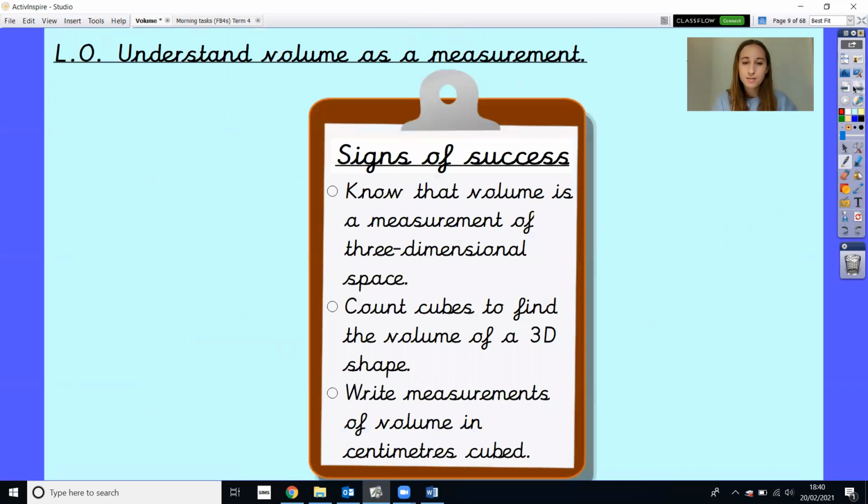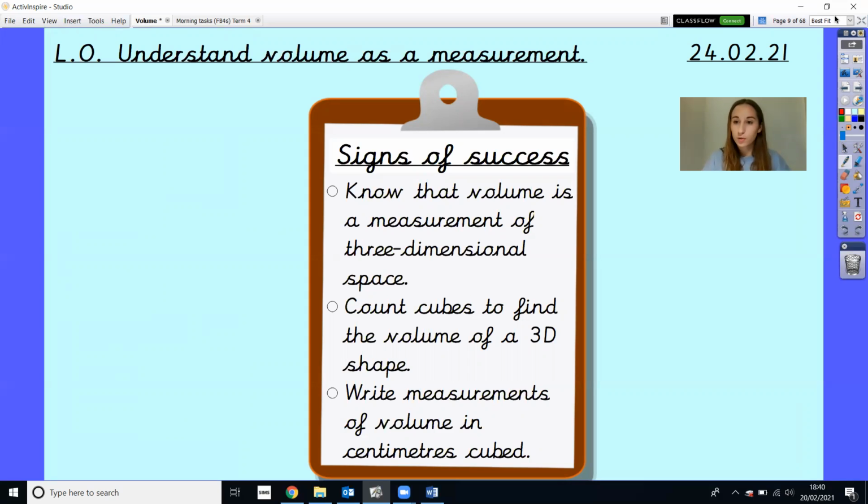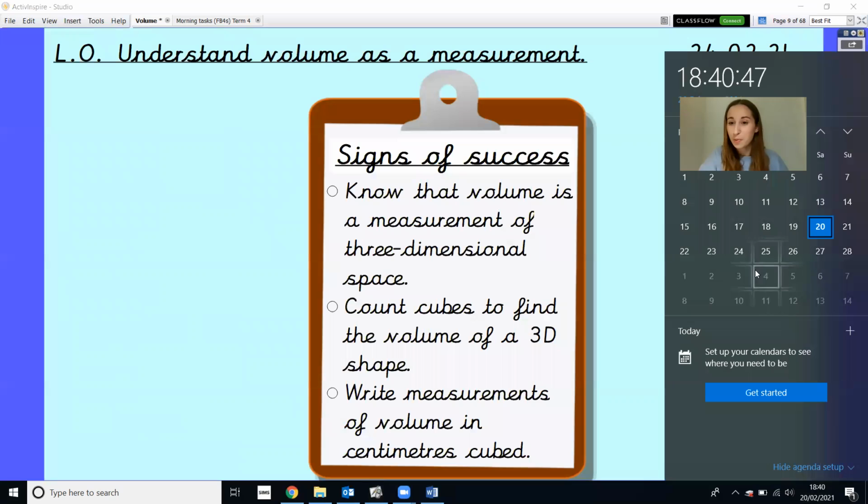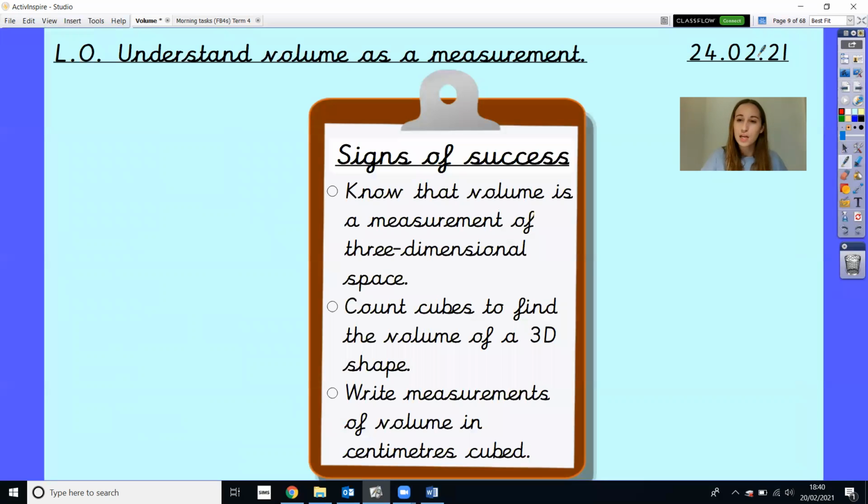So today's learning objective is to understand volume as a measurement. We've talked about measurement generally. We're going to look more specifically at the measurement of volume. In your books, I'd love for you to write the learning objective and today's date, which, if you're doing this on the day it says to on the timetable, will be the 24th of February, 2021.